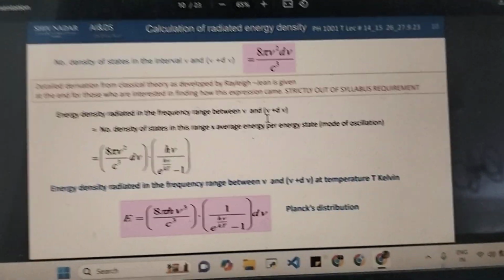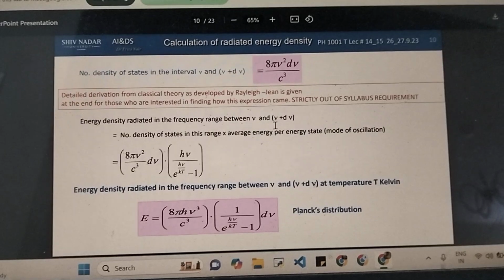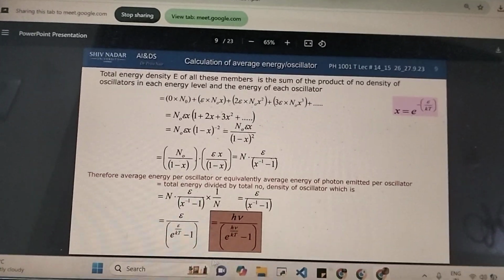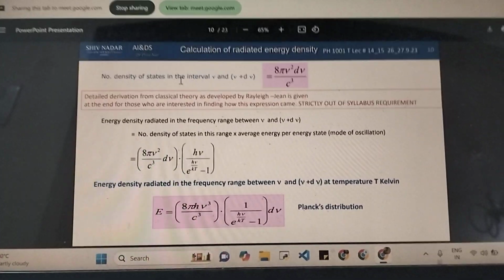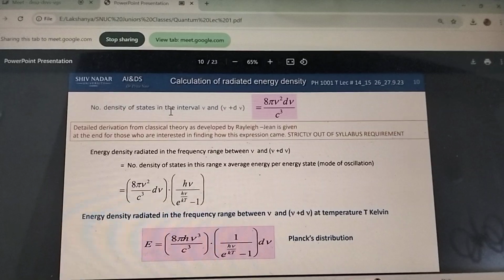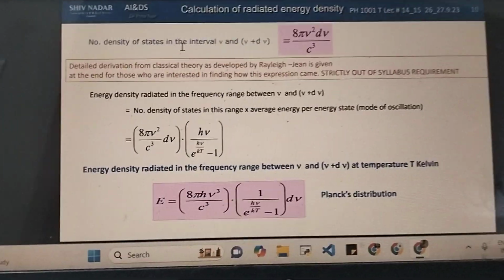We started by saying we need to calculate two things: average energy per oscillator and total number of oscillators. We derived the expression for average energy per oscillator to be this. Now, to find the total number of oscillators, luckily we don't have as complicated a derivation as the previous time.